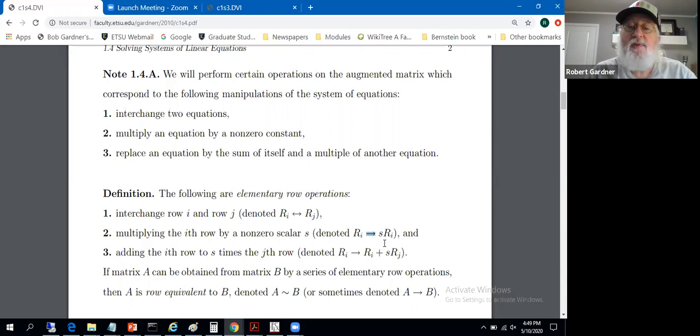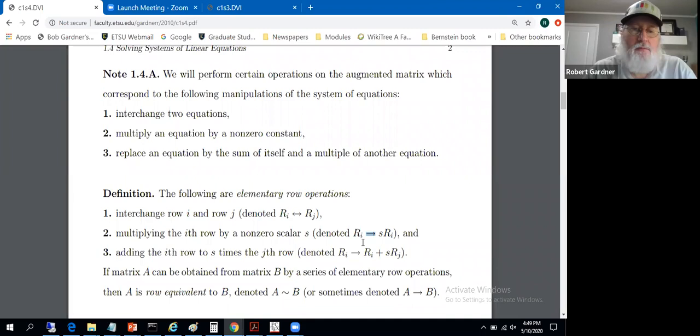So I multiply both sides of equation I by S, which corresponds to multiplying row I of the augmented matrix by the parameter S, a non-zero scalar S.